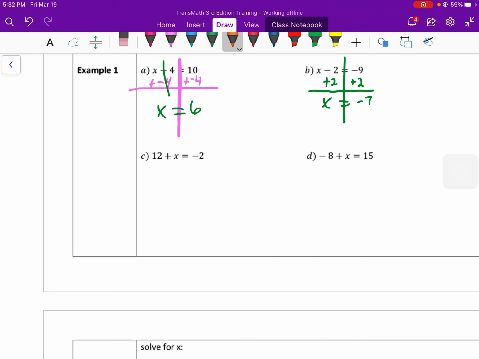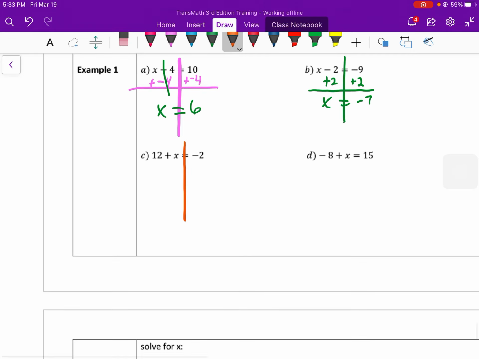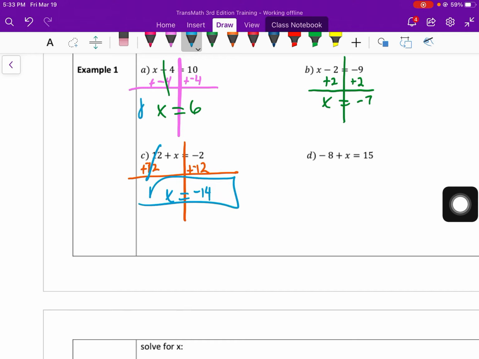I'm going to use orange. I like orange. 12 plus x equals -2. So this is a positive 12, so we're going to add a -12 to both sides, or just subtract 12. So now these simplify, so we're left with x equals, okay, we do have the same sign, -2 plus a -12. So we're going to keep the sign and add the values. I suppose I could box my answers too, just to be clear.